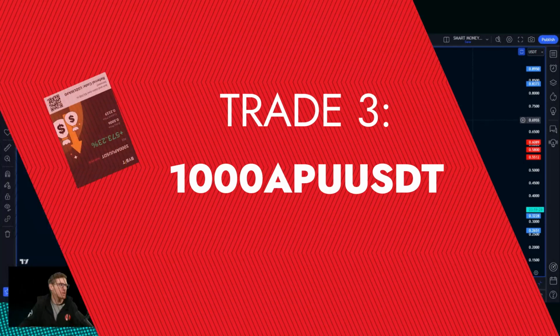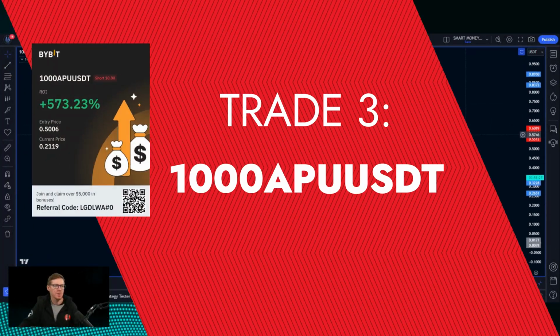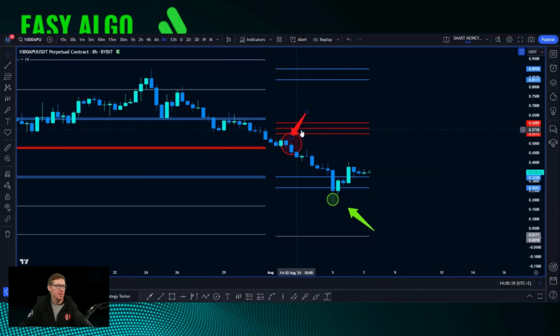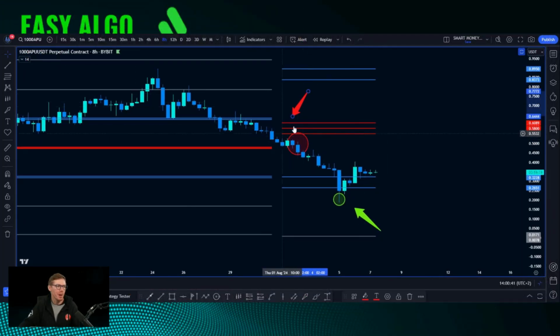All right, and the final trade was 1000 APU. It was also an incredible trade, guys, but I'm going to show you how I used the daily pivots to actually enter this trade. So you can see at market open, price was underneath the monthly pivot, which is showing us that this asset is looking super bearish. Plus I checked on the scanner X to see that the whole market was bearish as well.